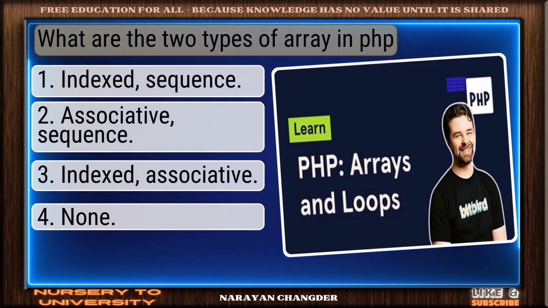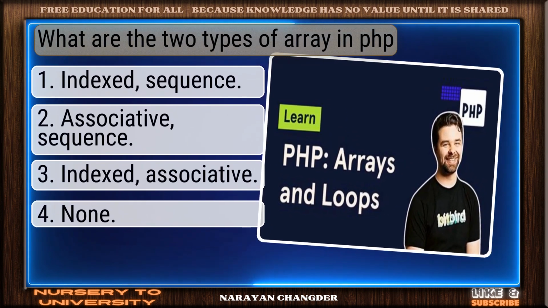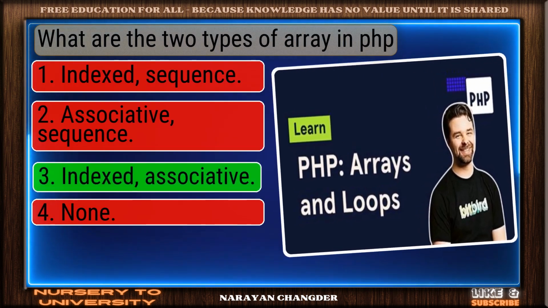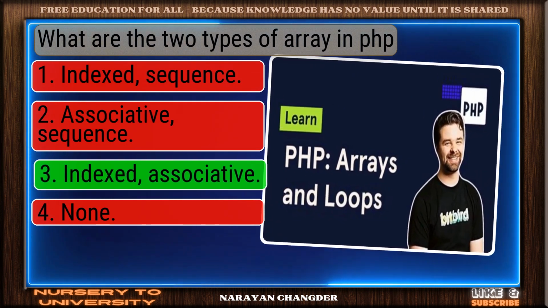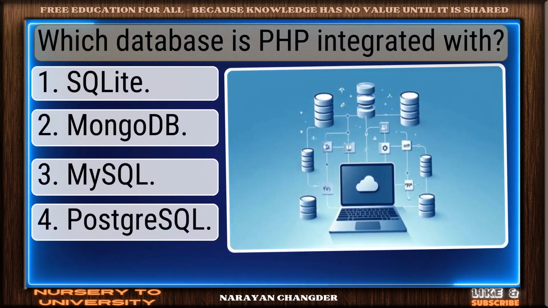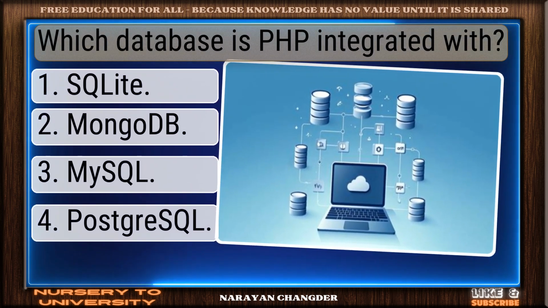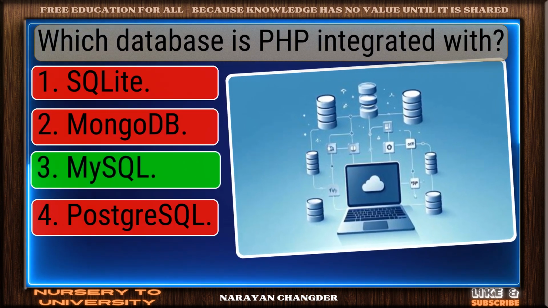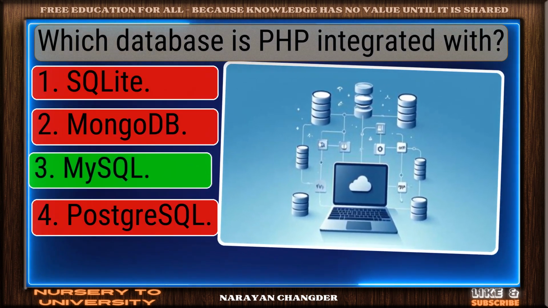Question number 40. What are the two types of array in PHP? You chose indexed, associative, and it is correct. Question number 41. Which database is PHP integrated with? Sharp thinking. Miscall is the right choice.